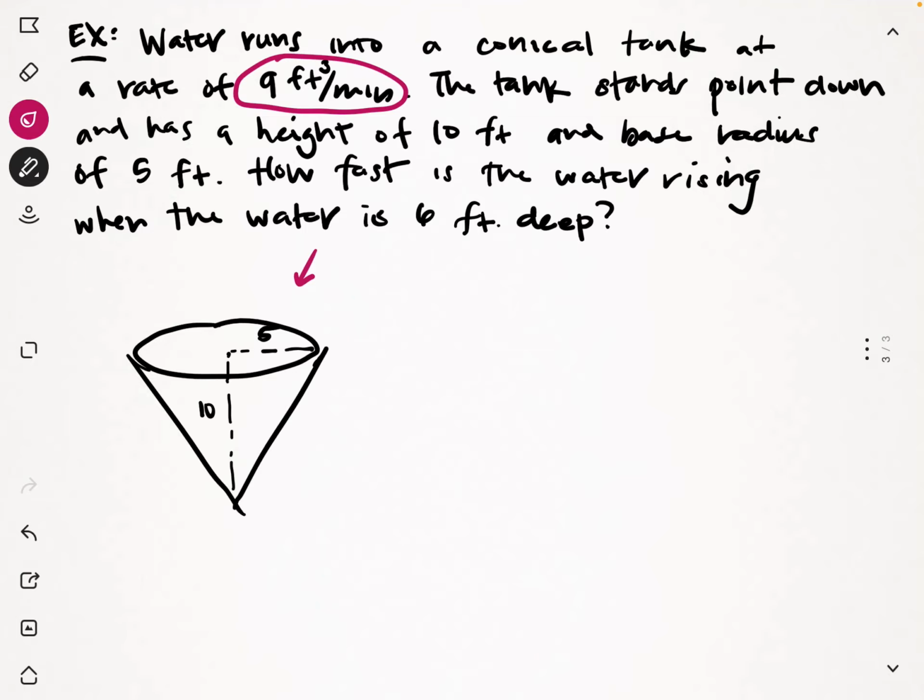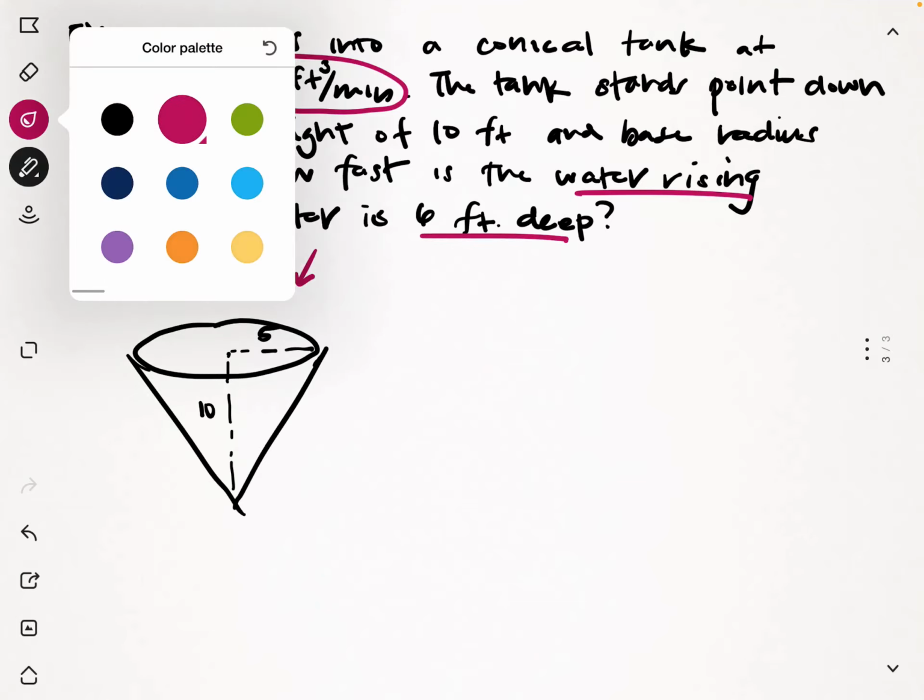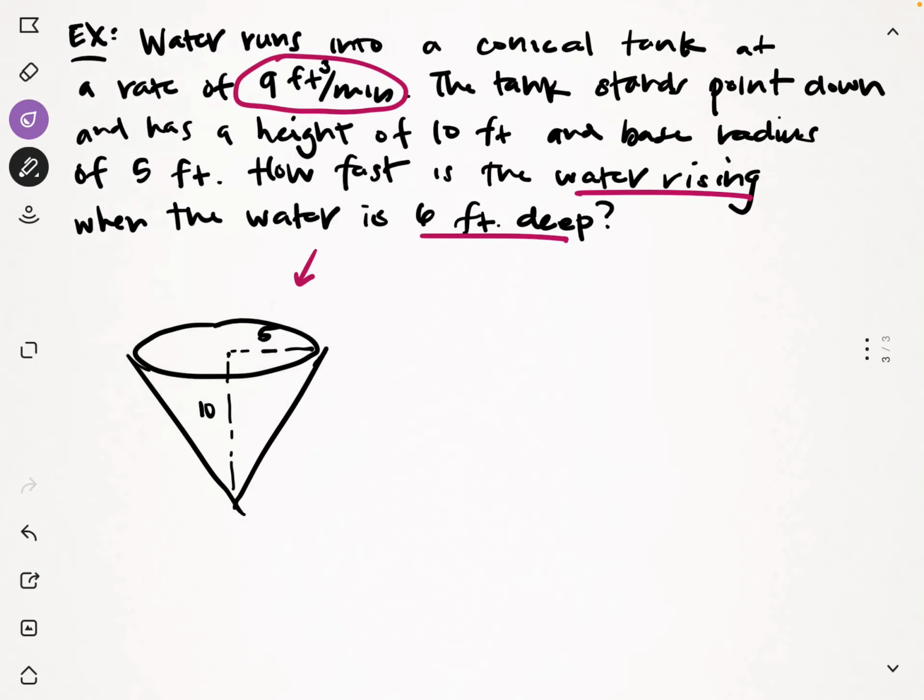Now it says, how fast is the water rising when the water is 6 feet deep? So this is kind of weird, but we do know how to set it up. We'll set it up first. Step 1, we're going to do the volume for a cone. We said this last time, or yesterday. It was 1/3 pi r squared h.